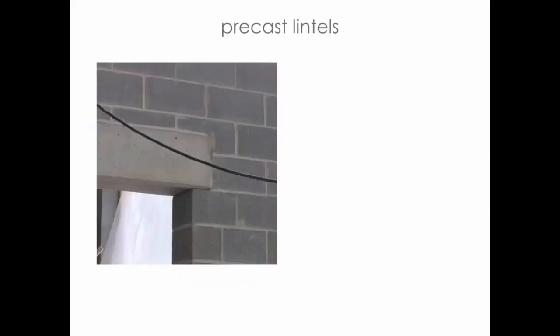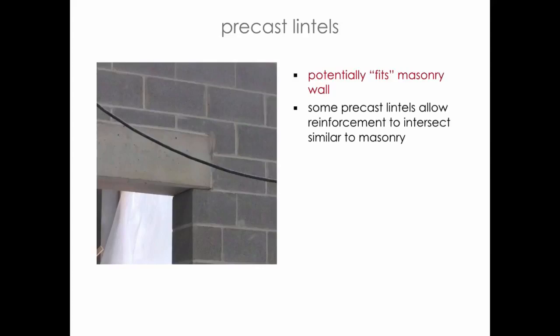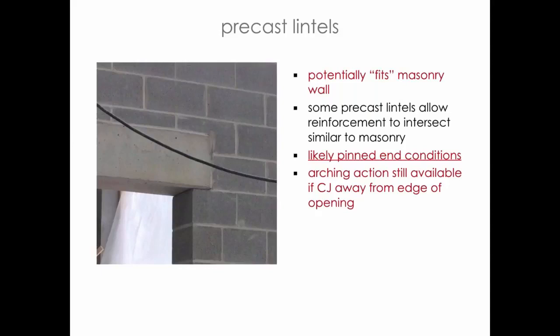I'm an engineer. All right, so precast lintels, they fit within the masonry wall, if you have the right size. Precast lintels allow reinforcement to intersect with masonry. What I mean by that is you can have precast elements that allow jamb steel and lintel steel to cross one another to eliminate the need for a control joint right at the opening. So I think that's important. Probably going to have pinned end conditions for engineers. You guys know what that means. It's a higher design moment that we have to account for.